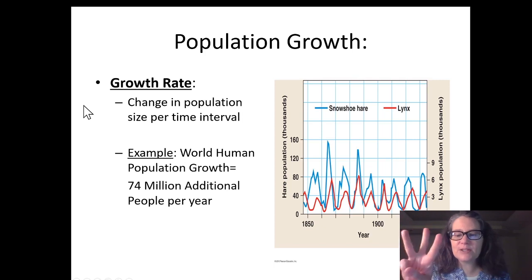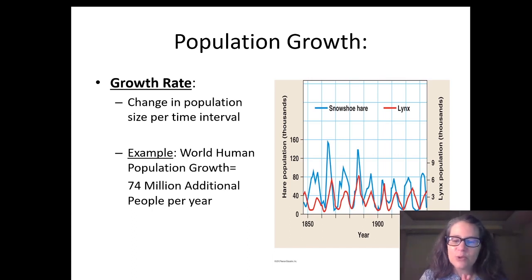Our third feature that a population ecologist might be looking at is population growth. This is the change in the number of individuals of a population over time. So you can see over here in our growth curves, we have our population numbers here, and then our time across the bottom. So this is change in population size, but with time as a factor. An example might be the world human population growth number, which is about 74 million additional people per year and some change, right? And so that is our population growth at current.